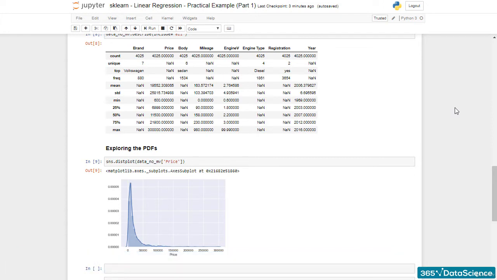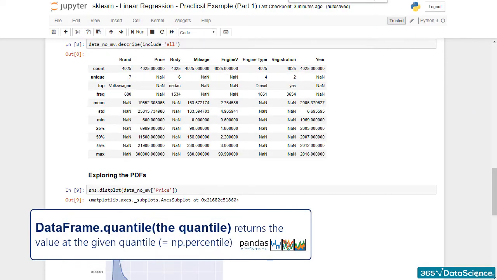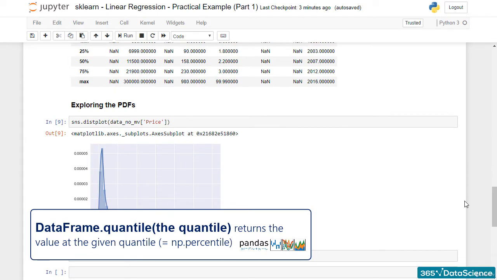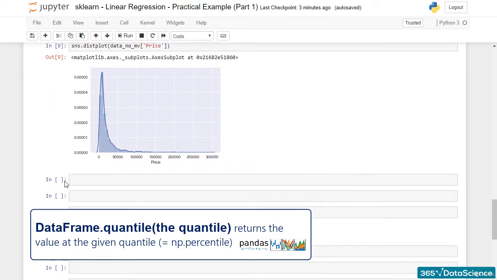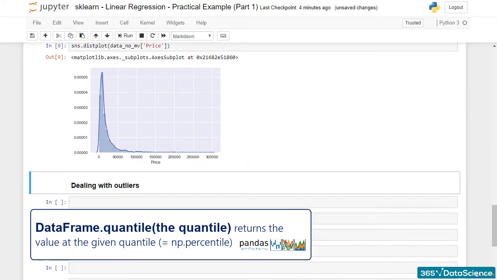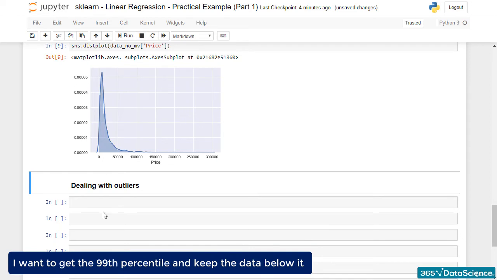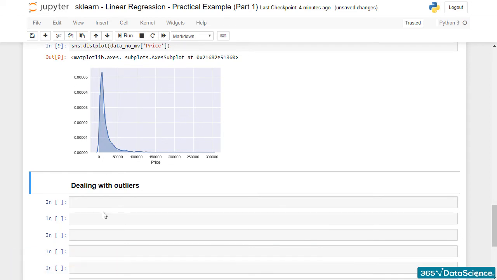The simplest way to do that with code is through the quantile method. It takes one argument, the quantile. You can input values from 0 to 1. If you input 0.25, you will get the 25th percentile. I want to get the 99th percentile and keep the data below the 99th percentile. This is one way to eliminate outliers.